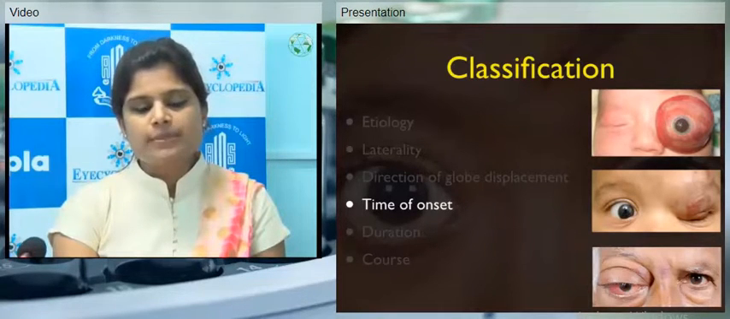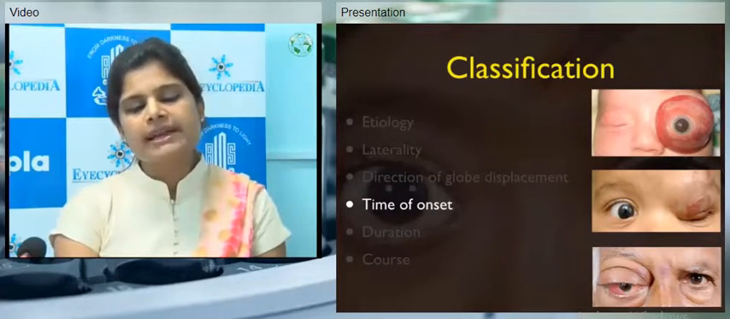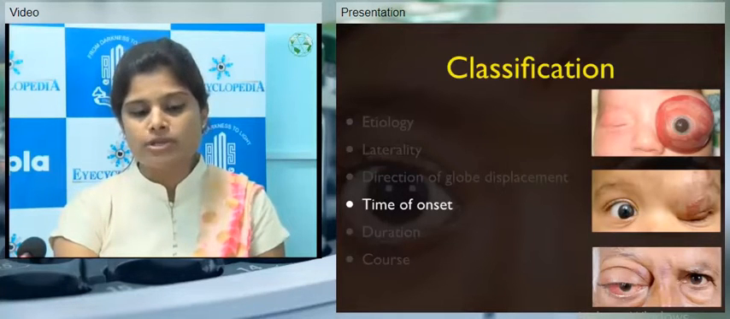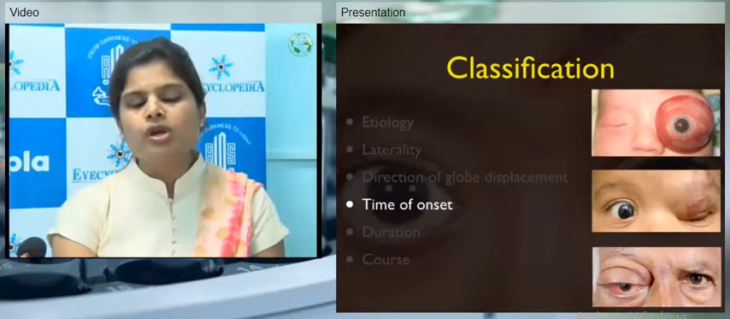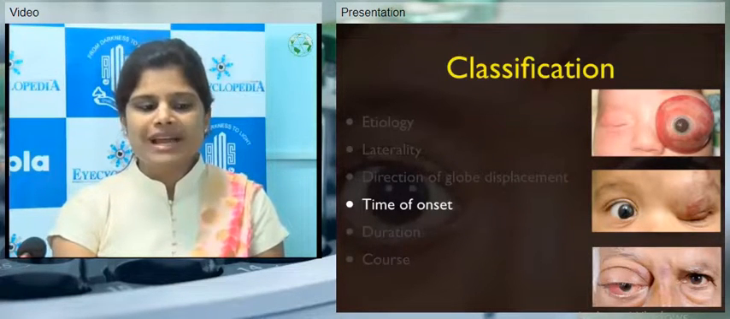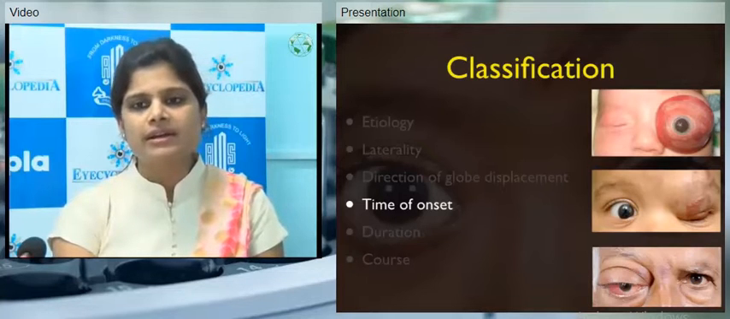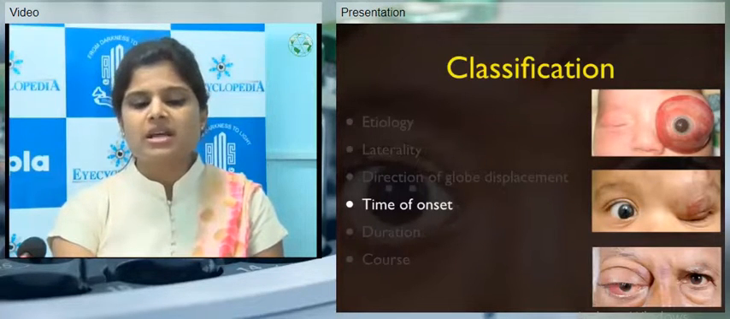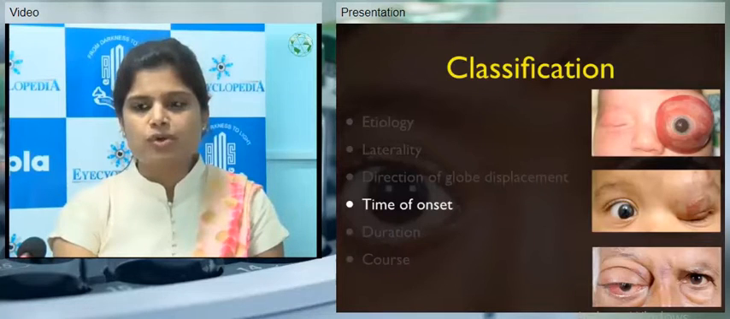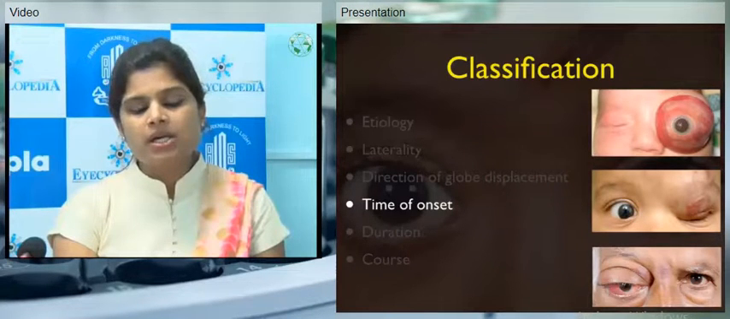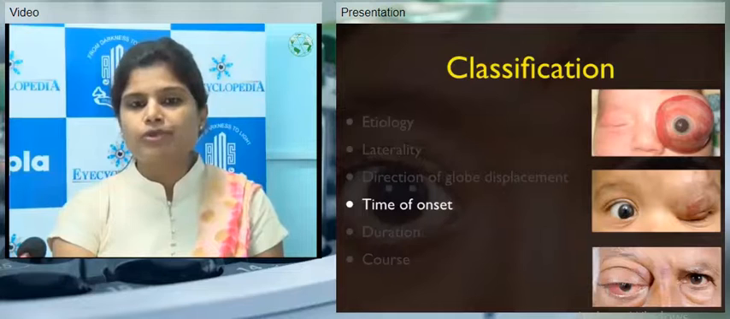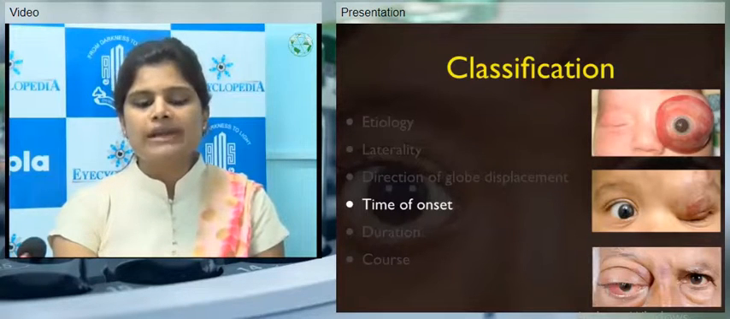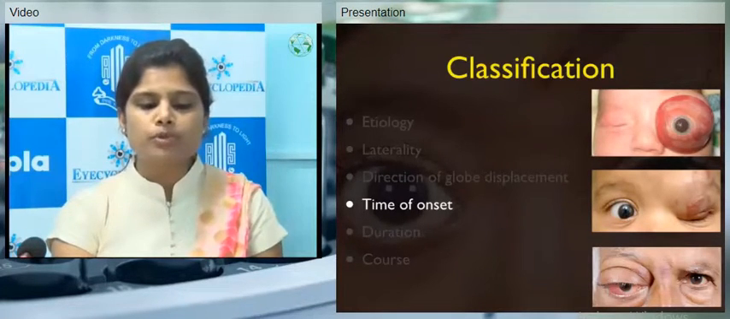And then the adult onset proptosis. Adult onset proptosis can have various causes. You always have to correlate whether it is unilateral and adult onset or bilateral and adult onset. Unilateral and adult onset can be because of a variety of tumors, which can be intraconal or extraconal. If it is bilateral, then you have to think of thyroid eye disease or any systemic disease which is causing proptosis.